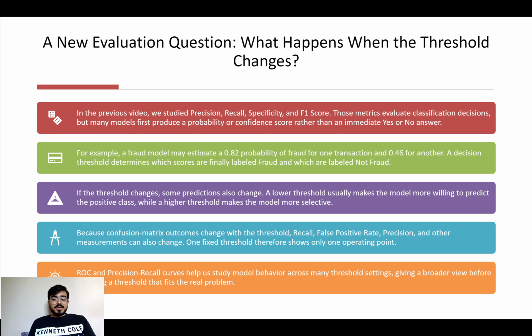Because the predictions change, the confusion matrix also changes. As a result, evaluation metrics such as recall, precision, and positive rate can also change. Instead of evaluating the model at only one threshold, machine learning engineers often study how the model performs across many different threshold values. This is where ROC curves and precision recall curves become very useful. So let's start by understanding the ROC curve.